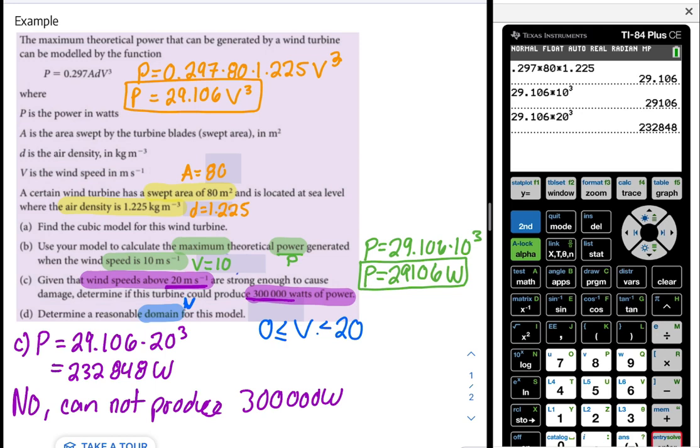And I'm going to include 20 here because it says anything above 20 is strong enough to cause damage, but it doesn't say that at 20 it's strong enough to cause damage. So this is going to be a reasonable domain to ensure that we don't have a damaged wind turbine.